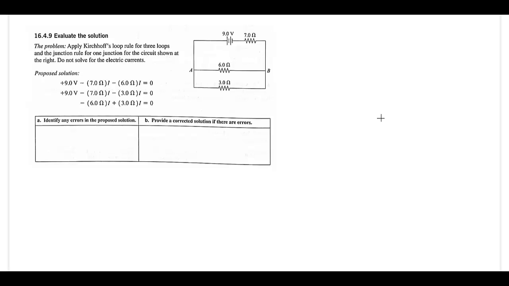So while this looks great and all, I will say one thing. This person neglected to do a junction rule. So there's no junction rule here. This is 3 loops. Let's make sure he did them correctly. So he started off with a 9-volt battery for all of them, and then went to the 7 ohm resistor first. So it looks like he's actually going backwards. So this 7 ohms I minus 6 ohms I.